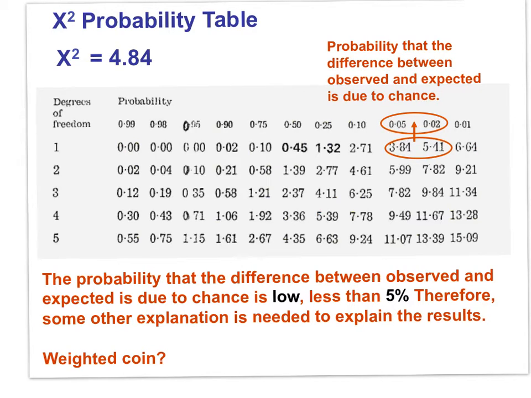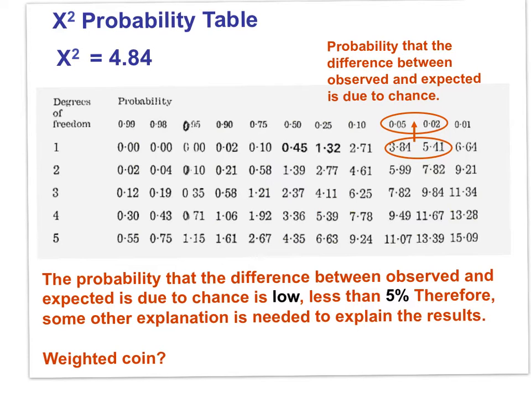The subtraction of 1 from the number of classes is a detail of statistical tests that we don't need to go into here. Just remember to count your classes carefully and subtract 1 and then enter the table on that row. In this example, we come in on the first row because we only had 2 classes, heads and tails. 4.84 fits in right here. We read up to the probability value, which falls below 5%, the probability that the difference between observed and expected heads and tails values is due to chance less than 5% of the time. So the probability that the difference between observed and expected is due to chance is low. It's less than 5%. Therefore, some other explanation is needed to explain the results. They're not due to chance.